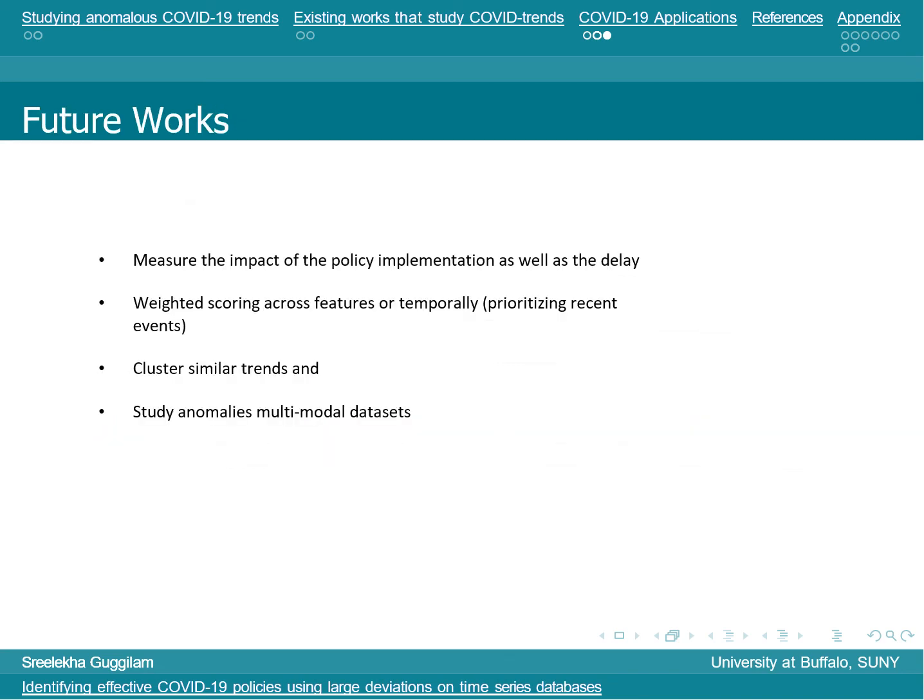There is a lot of future work associated with the model. For instance, the measure of impact of the policy implementation as well as the delay are still to be studied. Weighted scores can be implemented for features as well as temporally prioritizing more recent events. Clustering similar trends and studying anomalies in multi-modal datasets can also be useful.